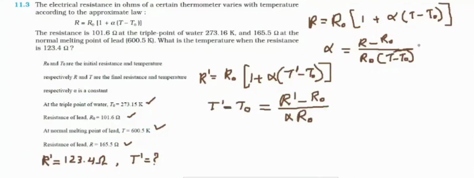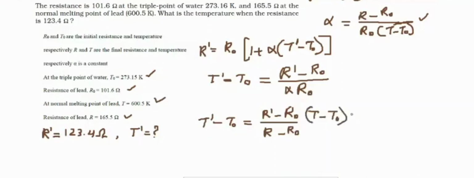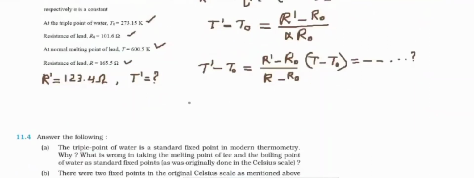Or this formula for alpha can be substituted in this equation. Then simplify the equation. You will get T dash minus T naught is equal to R dash minus R naught divided by R minus R naught into T minus T naught. So you can use this formula. Use this formula in one step, substitute these values, and directly you will get the value of T dash minus T naught. Once you get it, the value of T dash can be calculated.